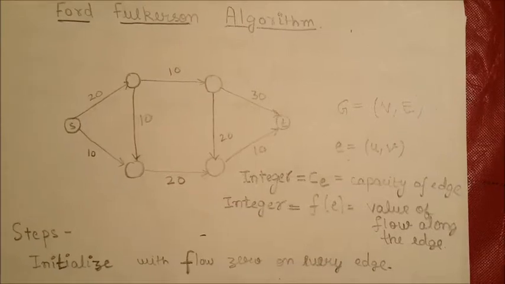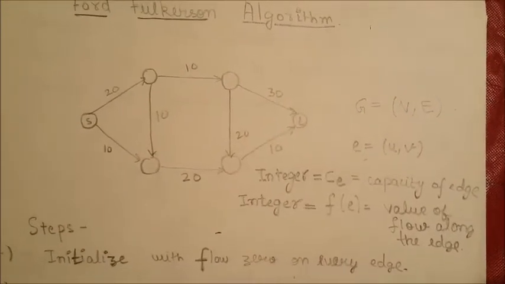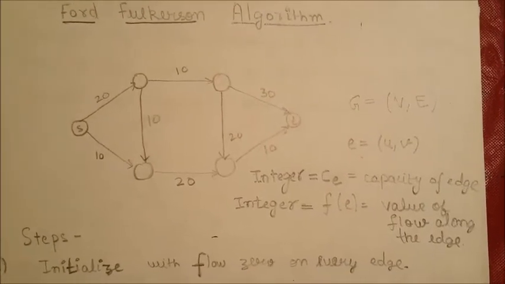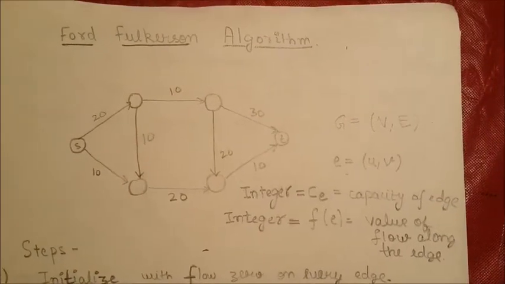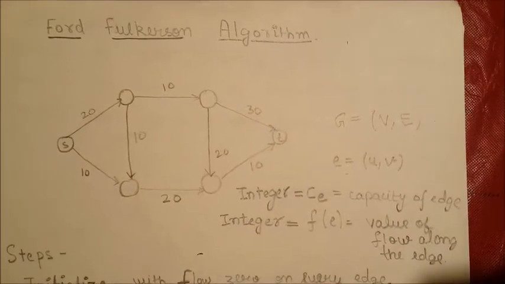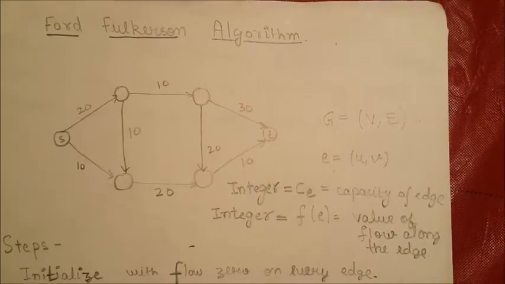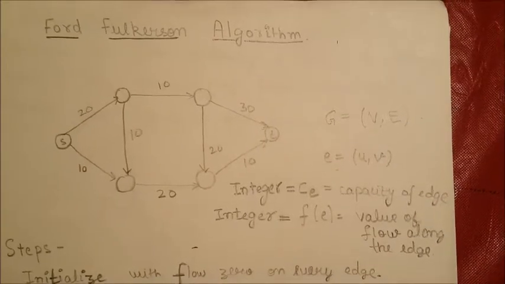You can think of these as the source of water and the destination where we want to send the water. And each of these edges, you can think of them as pipes. Now you want to send the water from source S to destination T, and you want to send the maximum amount of water. So this is the problem of max flow, which we are going to discuss today.